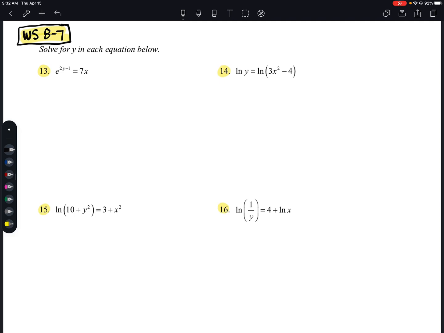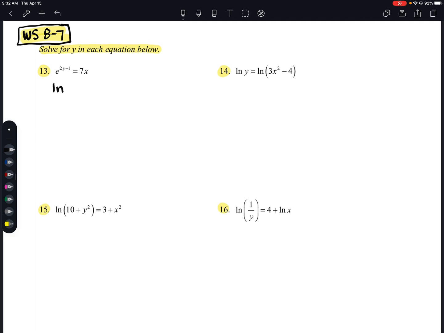So our directions above stated that we were to solve for y in each of the equations below. So we're just trying to get y equal to an expression. First thing we need to do is identify where y is at. Y is in the exponent, and our base is e. So we know that we can get rid of that e by taking the natural log on each side.